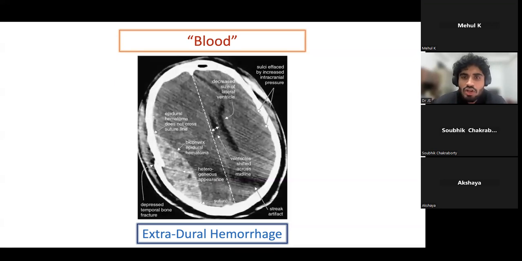Okay, and also now you can see here there are some artifacts. Artifacts are some errors in our image acquisition.